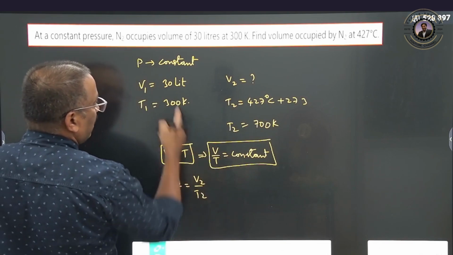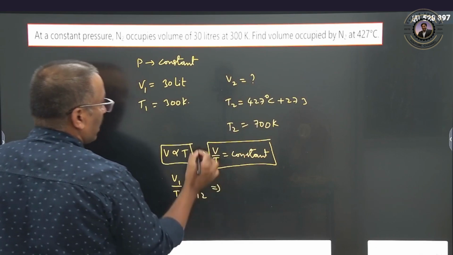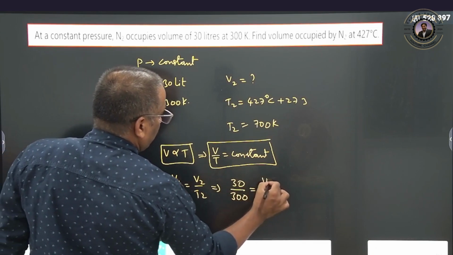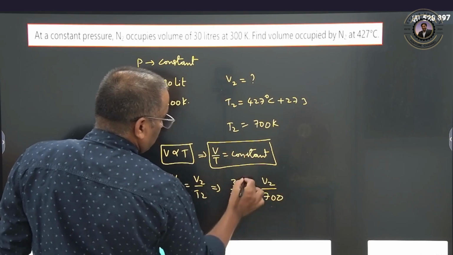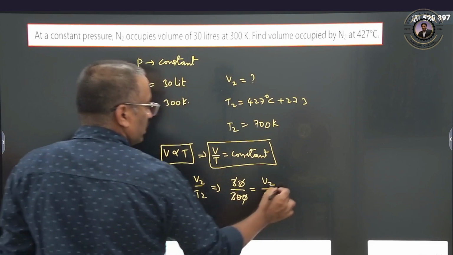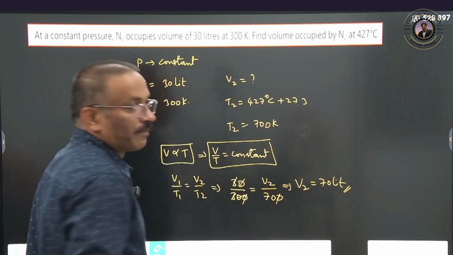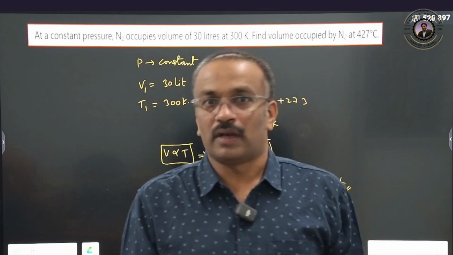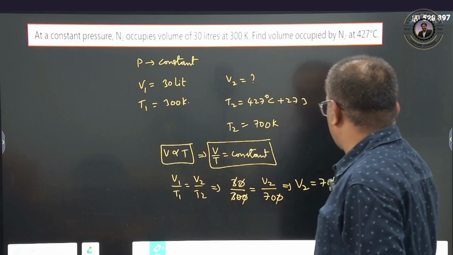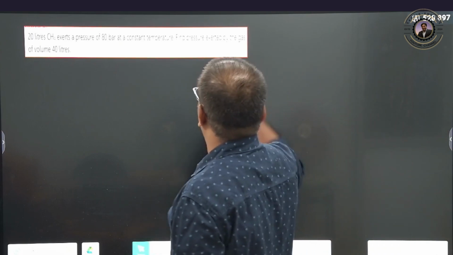Here we will write the volume in terms of liters only, because we only want to calculate this ratio. Therefore 30 divided by 300 is equal to V2 by 700. This cancels out to 1 by 10, and the zeros cancel. So V2 will be equal to 70 liters. Clear? This is a simple question. If you solve some simple questions, then even if the difficulty level increases, you will not face any problem. Now, let us go for one more problem.